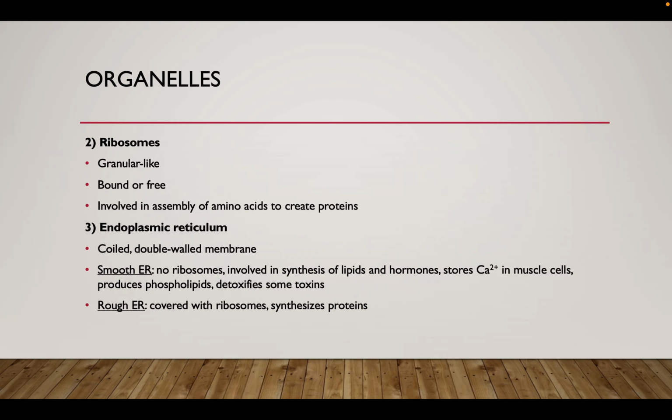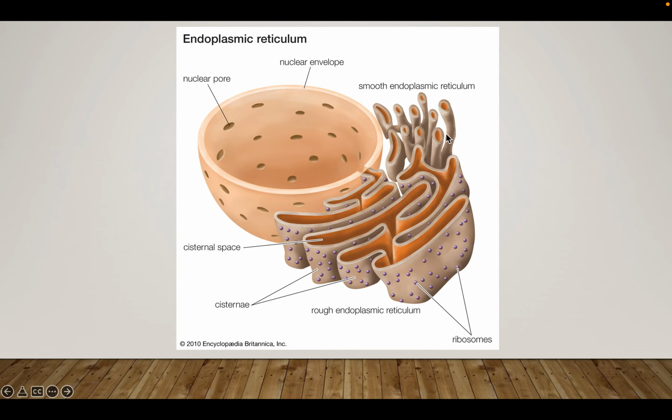Now, rough ER, it is covered with ribosomes, so it's called rough, and is largely involved with the synthesis of proteins. And so we'll look at that with the protein synthesis lecture. So here's a picture. Here you can see smooth ER over here. Smooth, you don't see any ribosomes.